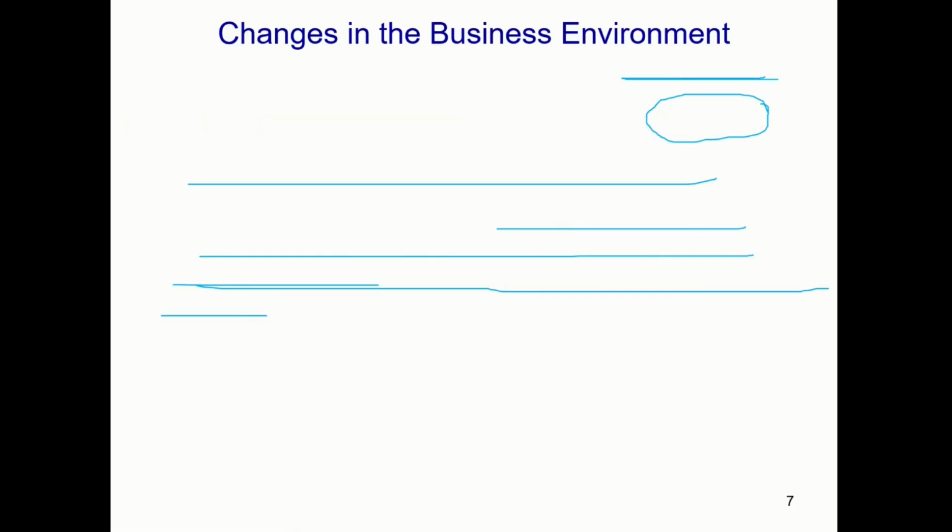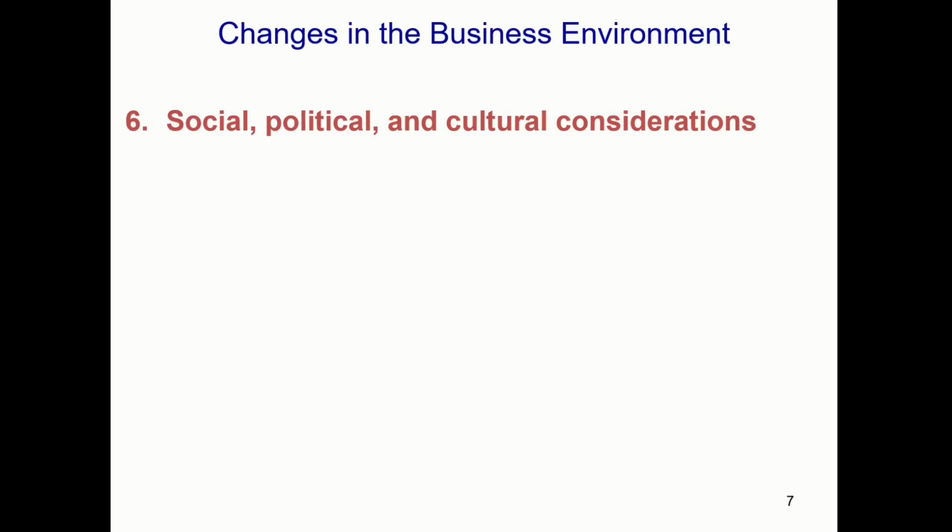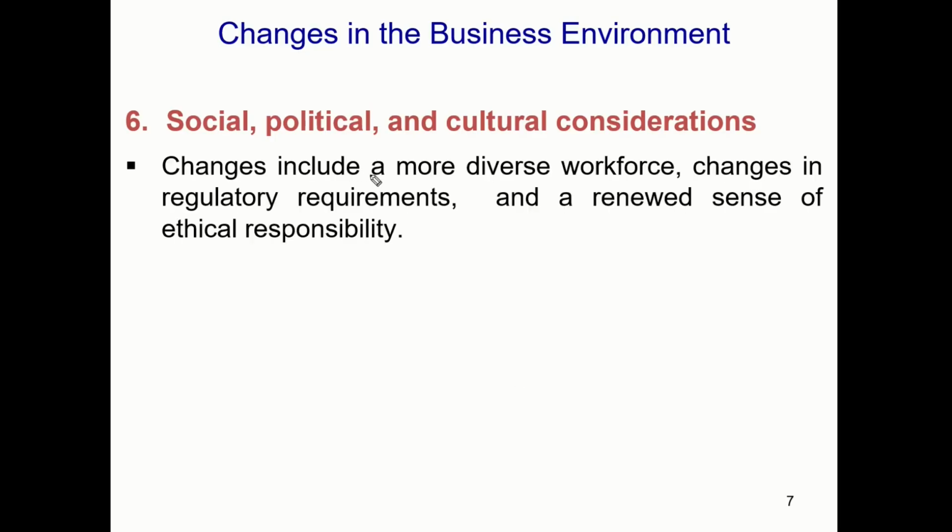Also, we had social, political, and cultural considerations. Again, part of it is the internet. Information flows freely across the globe. Therefore, we have a diverse workforce, and diverse attitudes about things that we did not have before. There are changes in the regulatory environment. For example, in China, they used to not care about intellectual property. Now they have to. There is also a renewed sense of ethical responsibilities. Again, this is debatable, but those are the most recent changes.